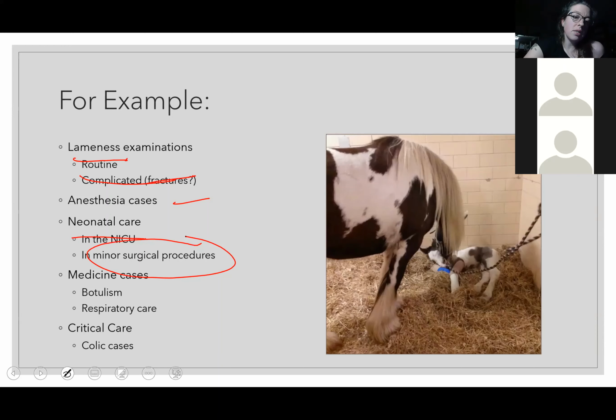Then we had some medicine cases. And even as a surgery technologist, I wanted to make sure that I had some medicine cases on my roster. So I chose a botulism case and also a case that ended up coming in originally for poor performance and was diagnosed with bronchial hemiplegia, which was surgically corrected. Finally, I wanted to highlight my critical care skills. And so that's when I chose this colic case.